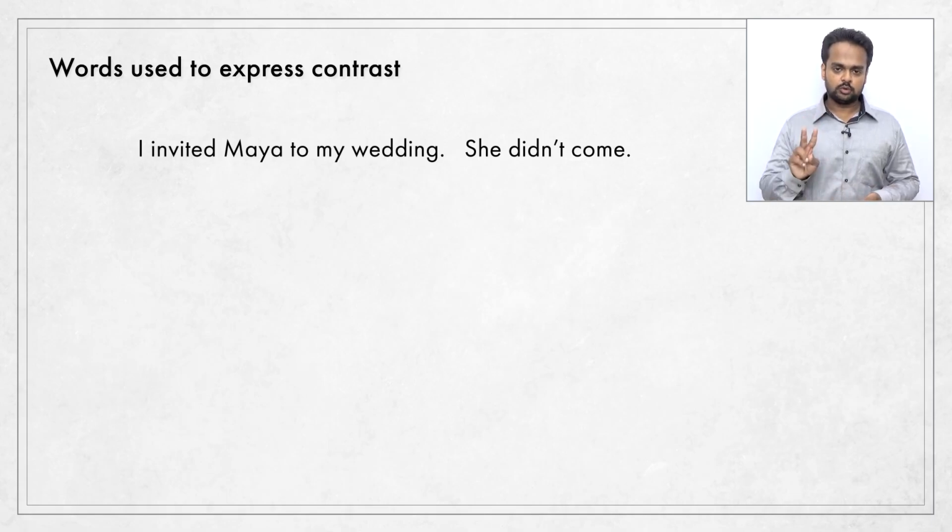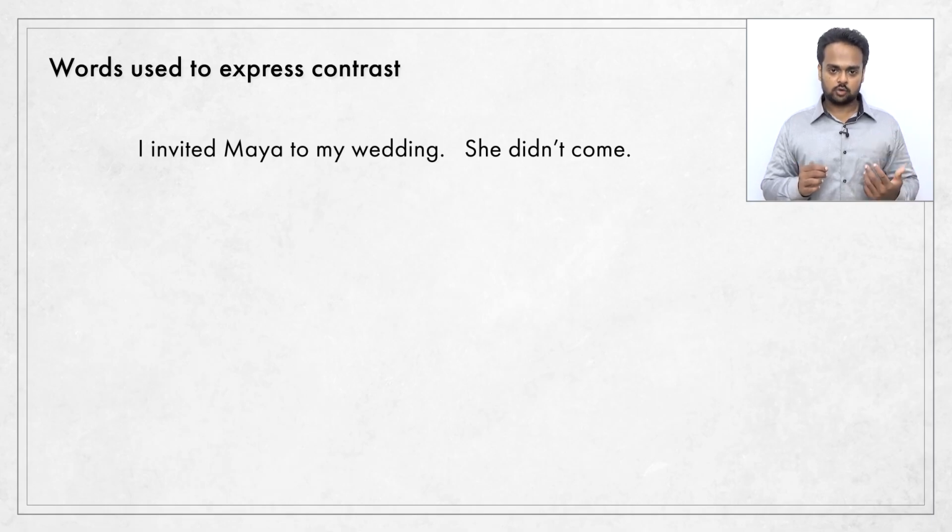Here we have two sentences. The first sentence gives us an expectation. I have a friend or a colleague named Maya. When I say, I invited Maya to my wedding, what do you expect? You expect that she must have come to the wedding. But then I say, she didn't come. So this result is surprising or unexpected. The idea in the second sentence is opposite to the idea in the first sentence.